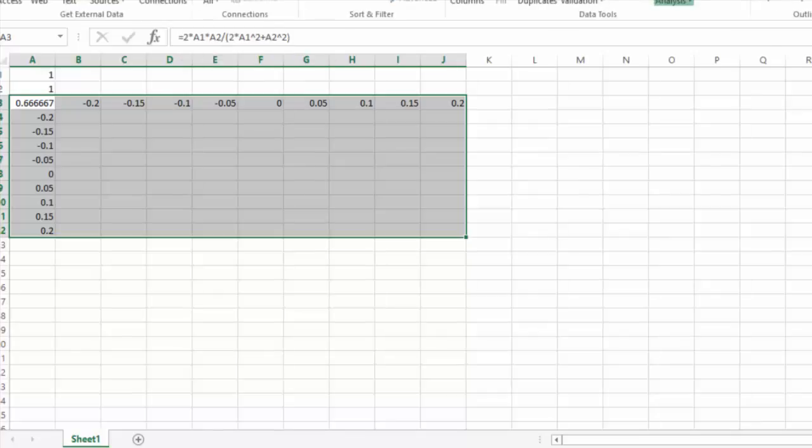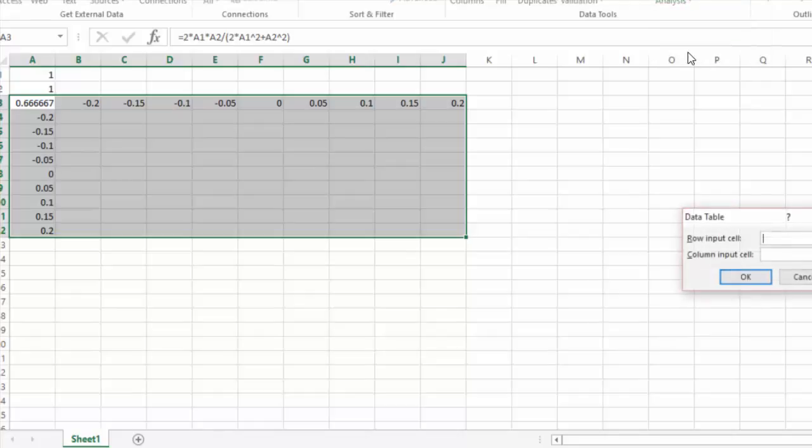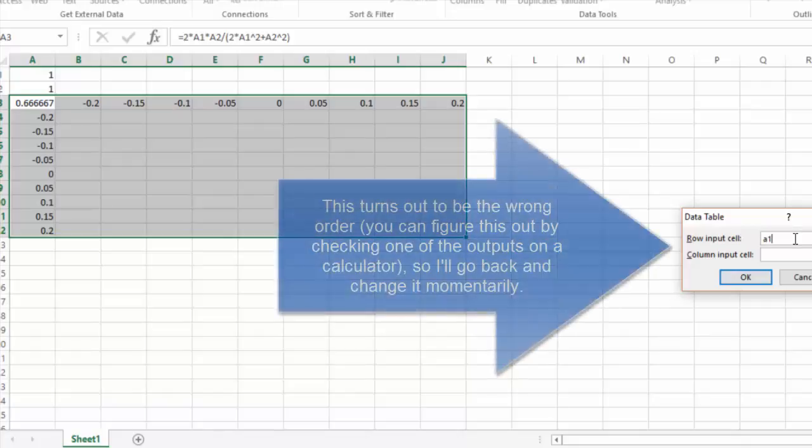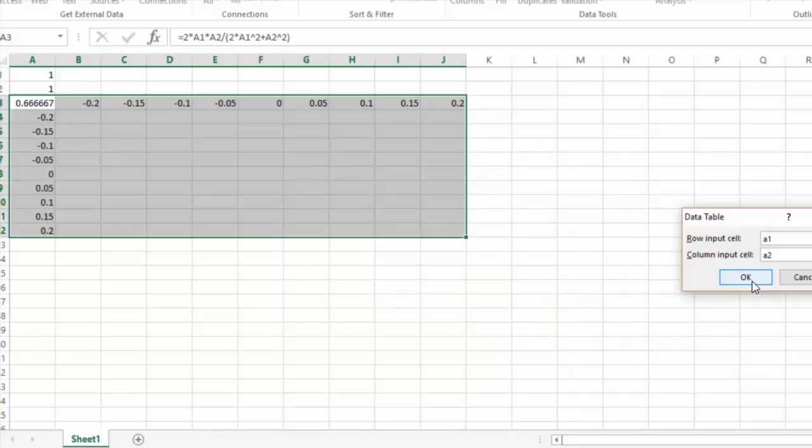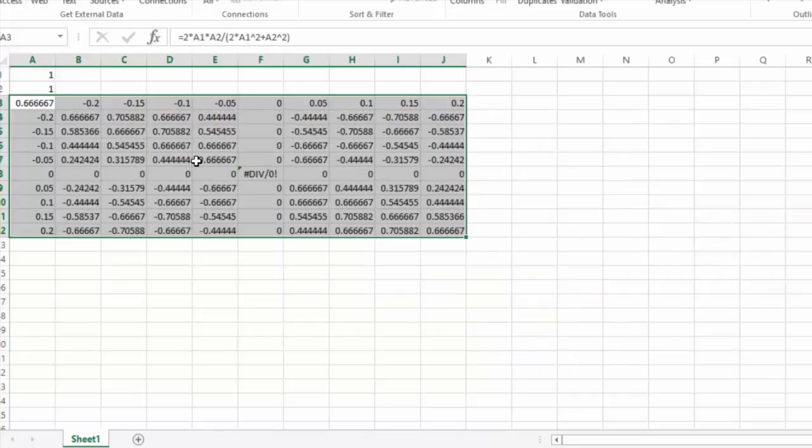And then the what-if analysis will do it: Data Table. It seems like a lot, but you do it a couple times and then it's not a big deal. This is the part that I always forget. You double check to make sure that you didn't switch the x and y's around. So you want the row input to be either A1 or A2. Let's just try it one way, and if it doesn't work, we switch it around. Make this A2, hit OK, and it fills in your table for you.